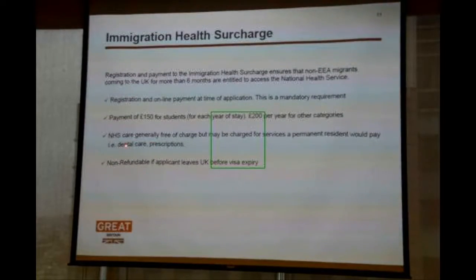There might be some additional charges, like dental care or prescriptions, but they'll be the same as any British national or resident in the UK. Okay. The one thing you should know is that this is non-refundable. Okay, so if a student does choose to leave the UK for whatever reason, they can't get this money back. Okay, it's payable in advance and it's a one-off payment. That's it.